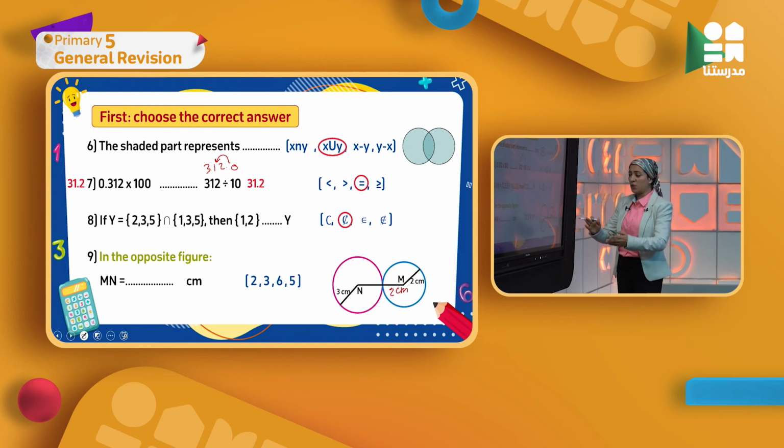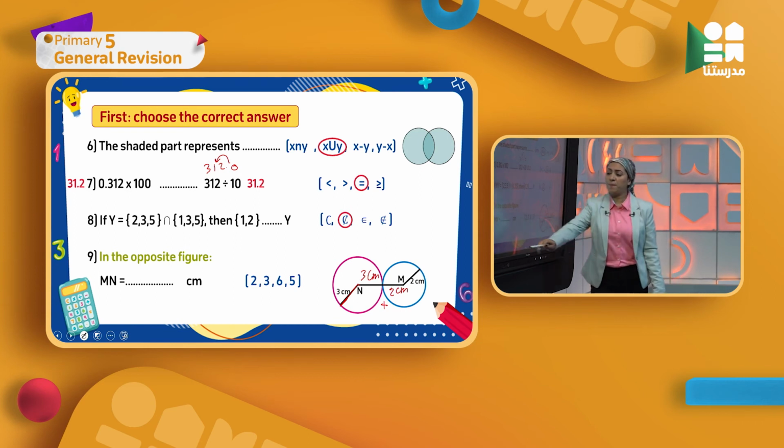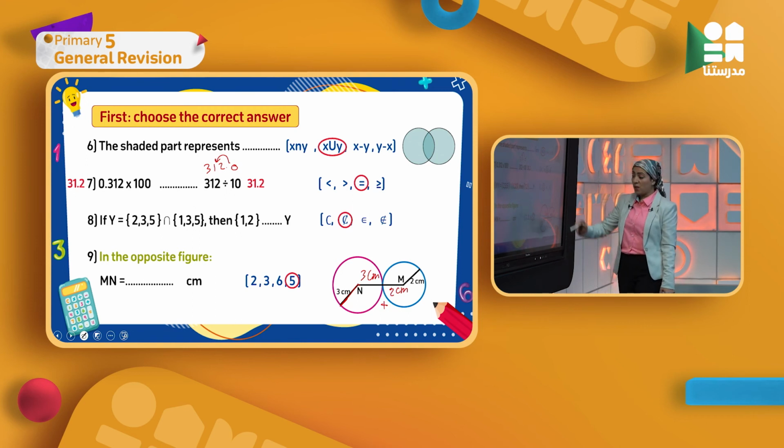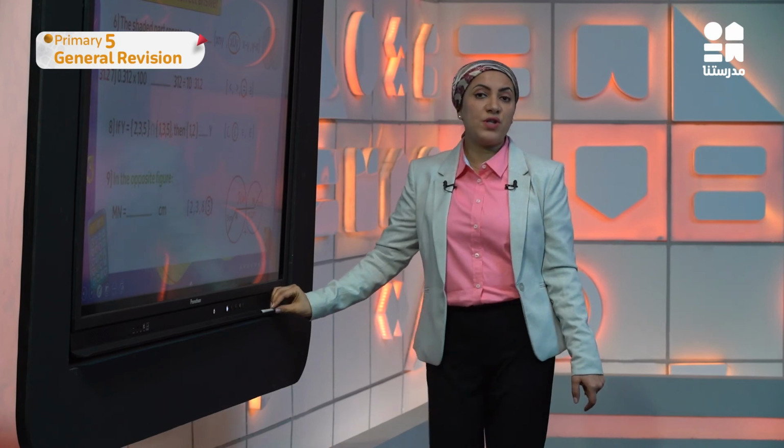Now let's move to circle N. I have the radius here, 3 centimeters. Then this other radius as well is 3 centimeters. So if I want to know the length of MN, it will be 3 centimeters plus 2 centimeters, which is 5 centimeters. Okay, so this is my answer, and this is how I got it. Now let's go back to finish the rest.